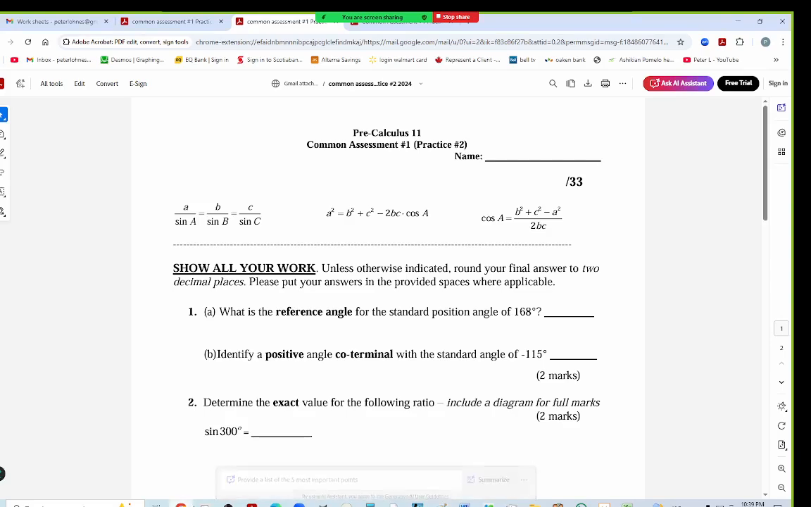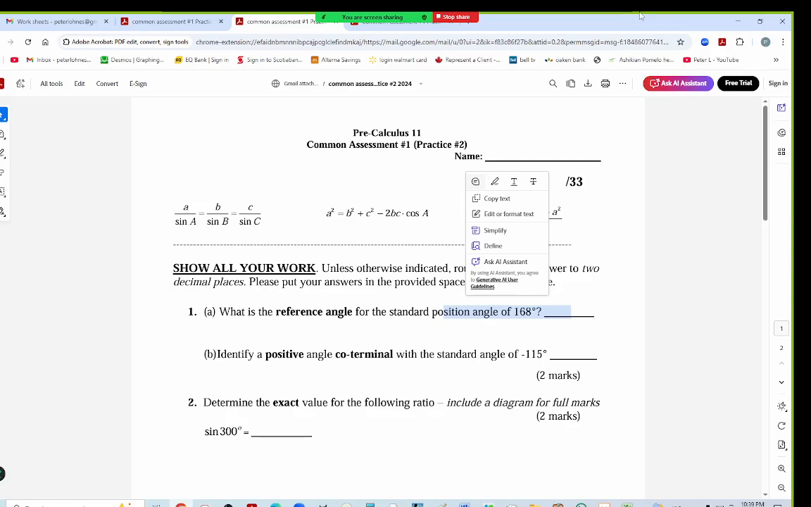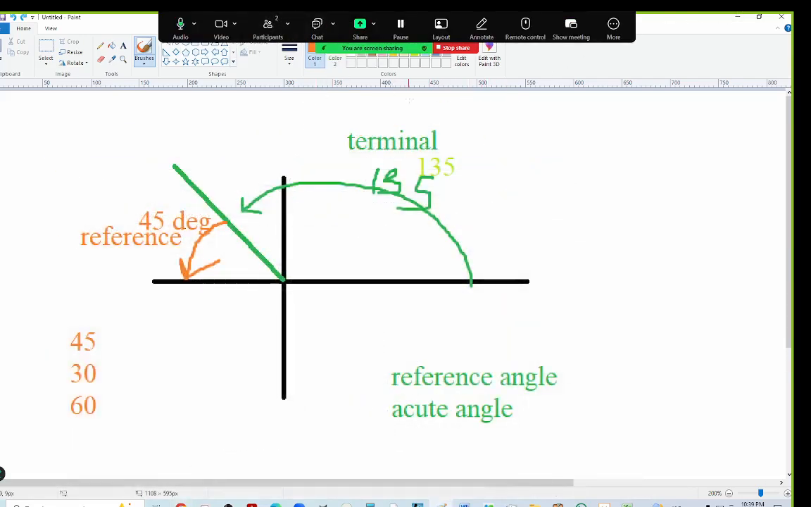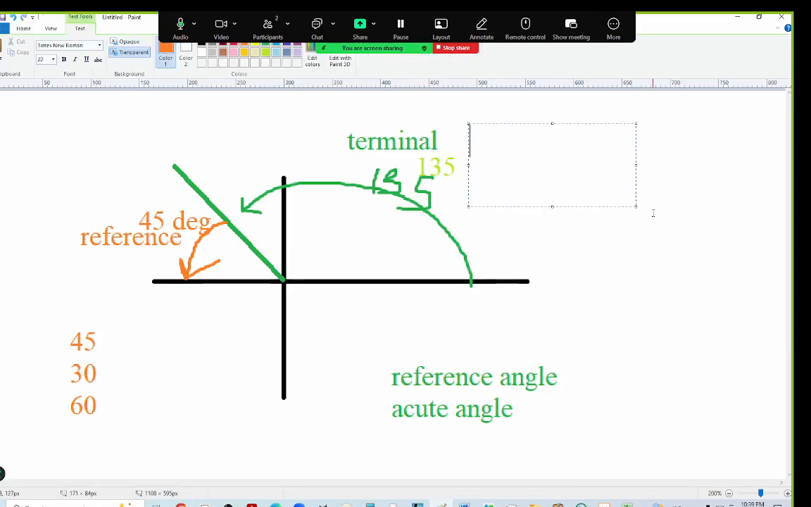So in this question, they tell us the terminal angle is 168. Oh, by the way, what I call terminal, they also call standard position. So terminal for them can also say standard position, which is kind of goofy since they're using the term coterminal. But anyway, standard position and terminal are the same thing.